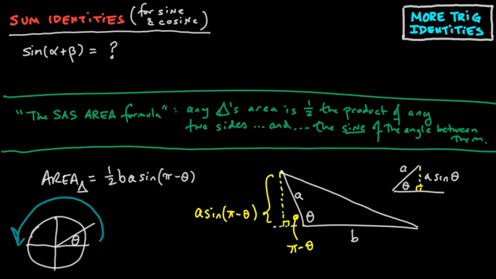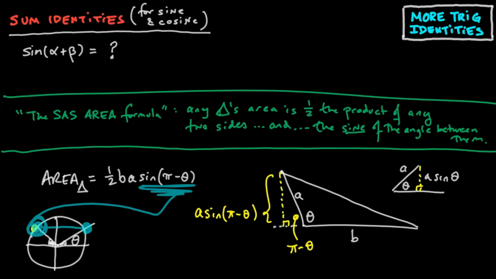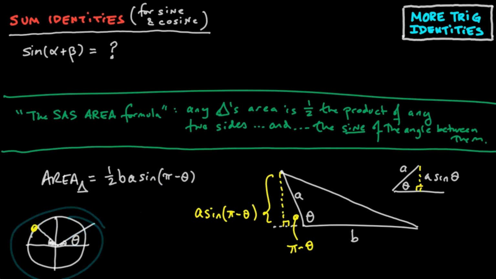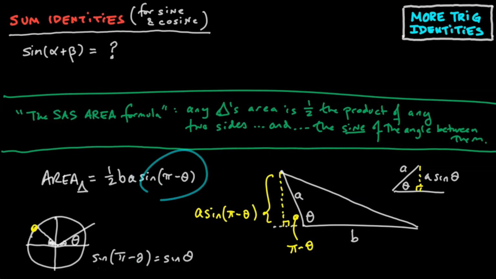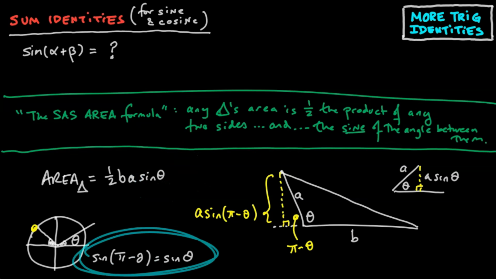Well, angle pi is a half turn. If I'm then subtracting off theta, this angle, that would take me to a point right here. So the sine of pi minus theta, that's the y-coordinate of that point. But clearly, that's the same as the y-coordinate of this point, which is the sine of plain old theta. So I can see from the unit circle that sine of pi minus theta is sine of theta. So that means up here, I could replace that thing, sine of pi minus theta, by plain old sine of theta, thanks to this helpful identity.